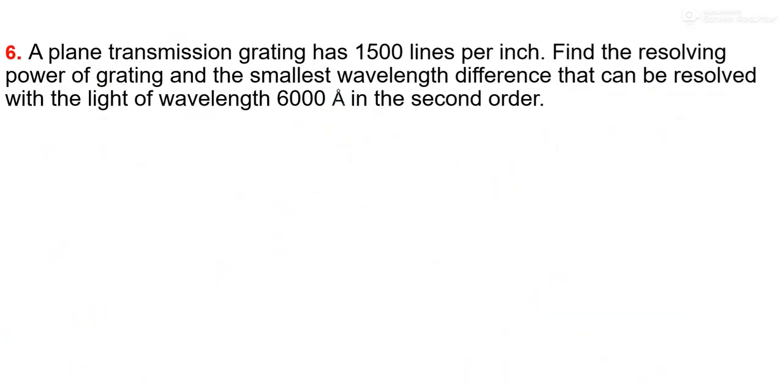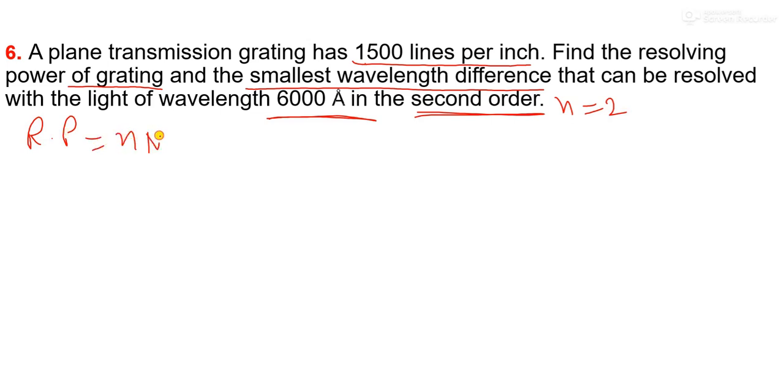Next problem is, a plane diffraction grating has 1500 lines per inch. Find the resolving power of the grating, meaning RP, and the smallest wavelength difference, meaning d lambda, that can be resolved with the help of wavelength 6000 angstrom in second order, meaning small n is 2. And we know that resolving power equals small n into capital N, equal to lambda upon d lambda.